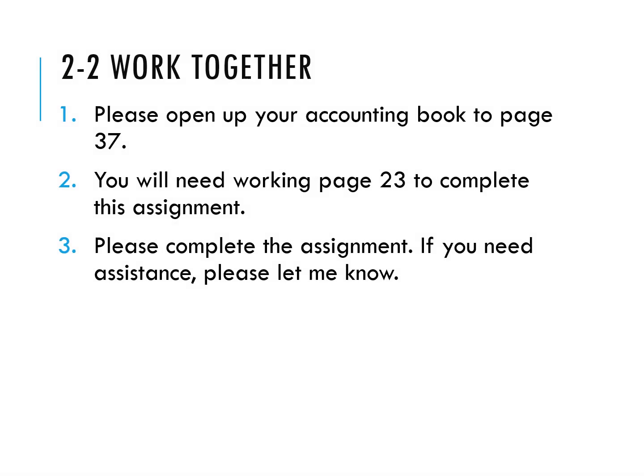It is now time to complete 2-2 work together. Please open up your accounting book to page 37. You need to find working page 23 to complete this assignment. Once you have completed the assignment, please return to this PowerPoint. If you need assistance, please let me know.